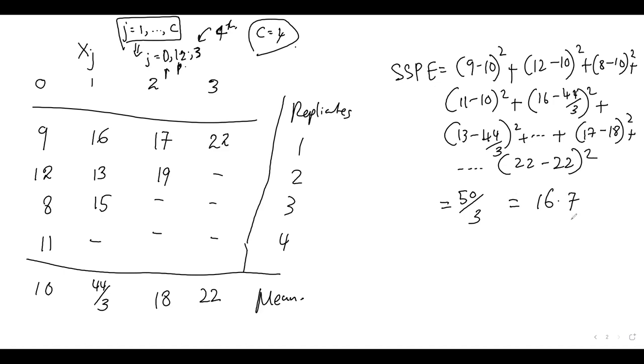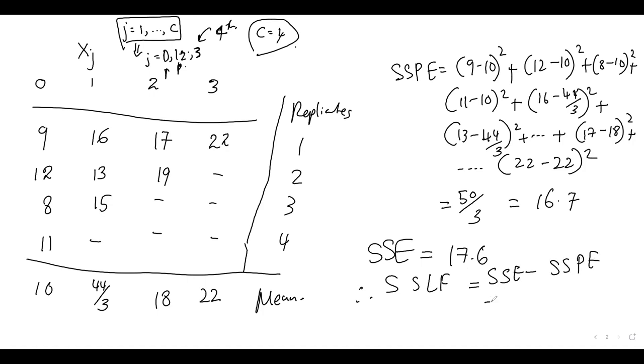So SSPE is this. In the ANOVA table, earlier we computed SST, SSC, and SSR, all that we computed. So the value of SSE is 17.6. Just check it. This was there, right? Hence SSLF, the sum of squares of lack of fit, is what? SSE minus SSPE. You don't have to compute this again, right? Just take the gap. PE is pure error. So it is actually 17.6 minus 16.7. This will give you 0.9.